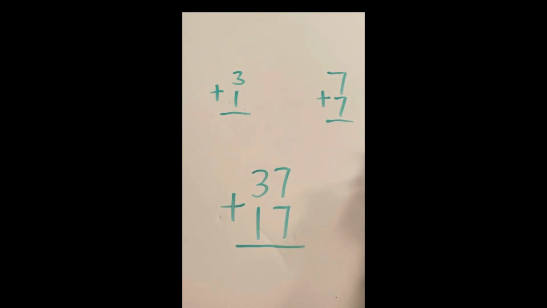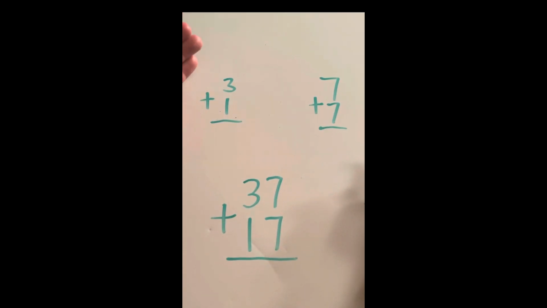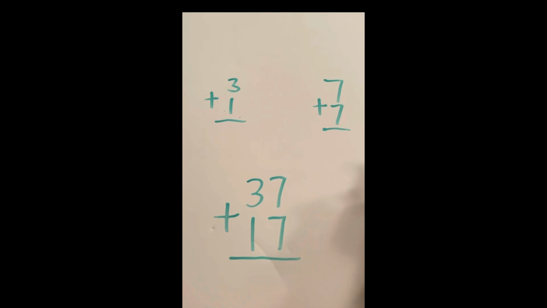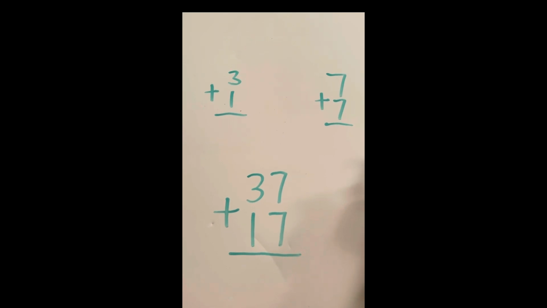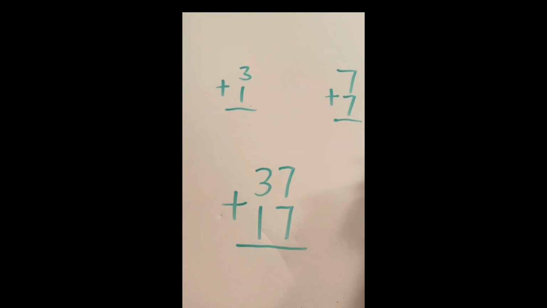All right, so example number 7, we have 37 plus 17. I don't really need to have one-digit problems above it. I just do that so all of you can see what's happening, so it's easier for students to visualize. But we're always going to start out by adding the digits in the ones place. So 7 plus 7 equals 14.